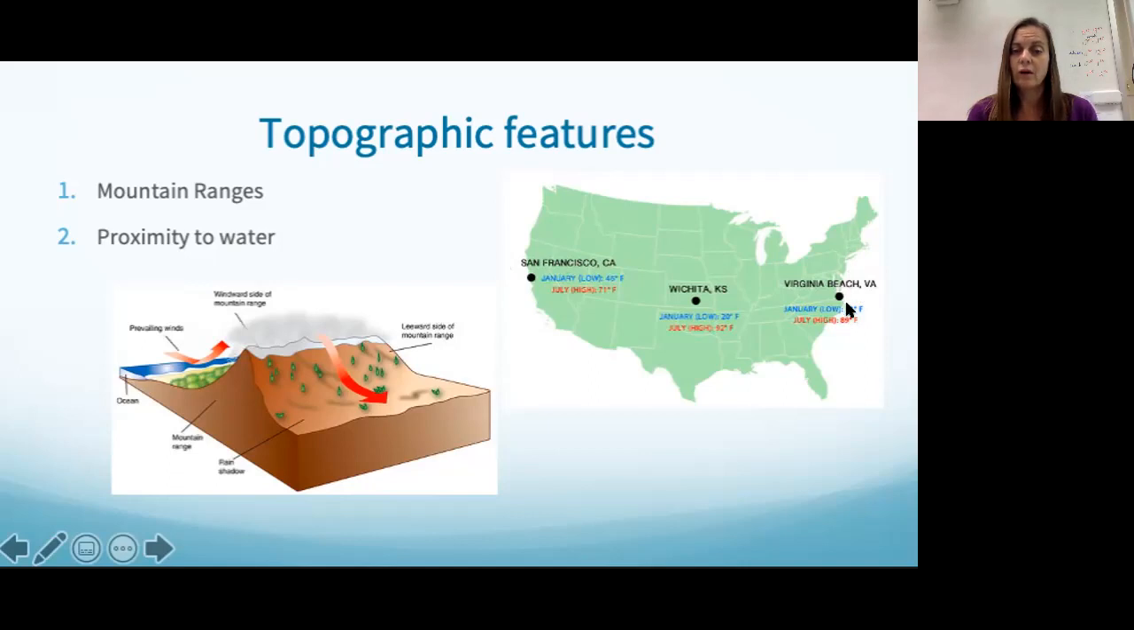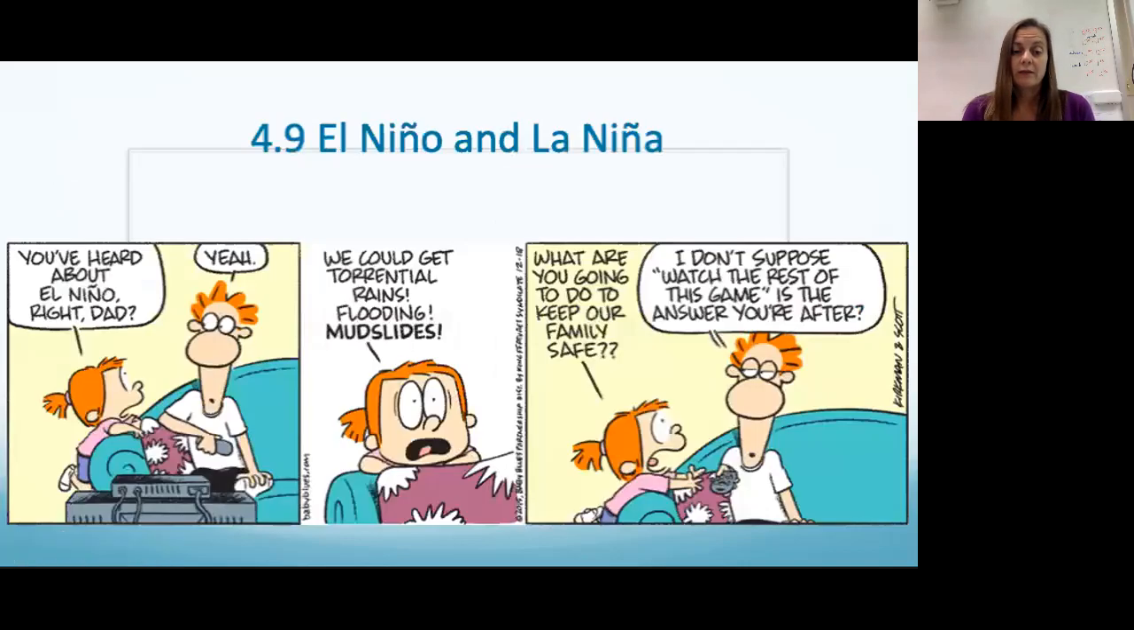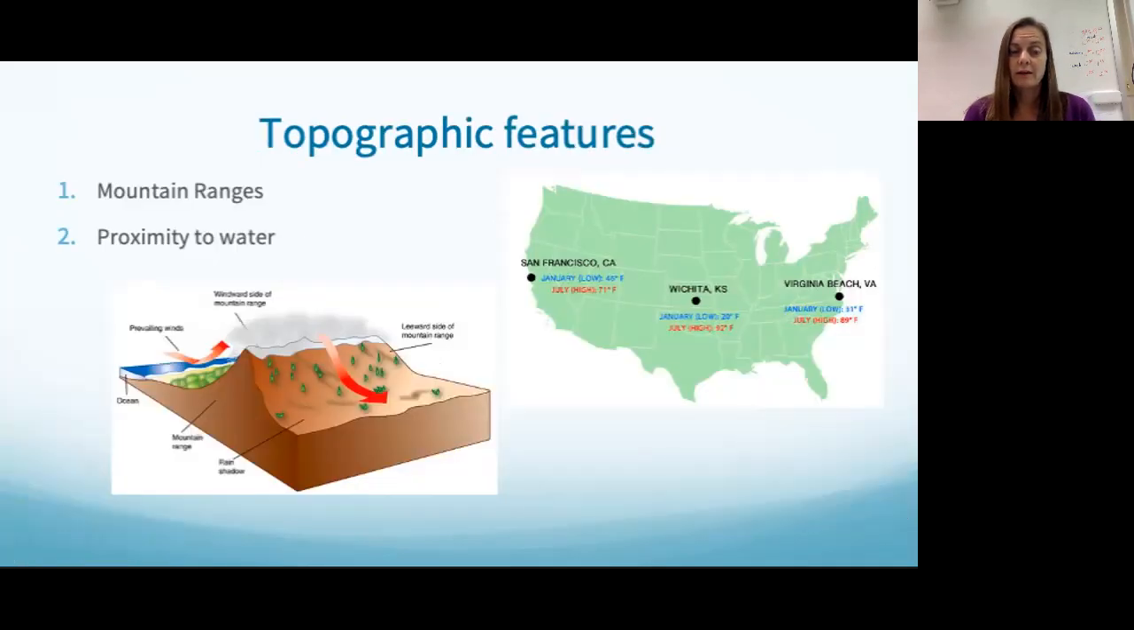And that explains why our highs are higher than in San Francisco. Their current flows closer to the shore, which is why their low doesn't get as low. Our current tends to stay a little bit farther off the coast of Virginia. And then the other piece that really influences climate, the other topographic piece, is mountain ranges.